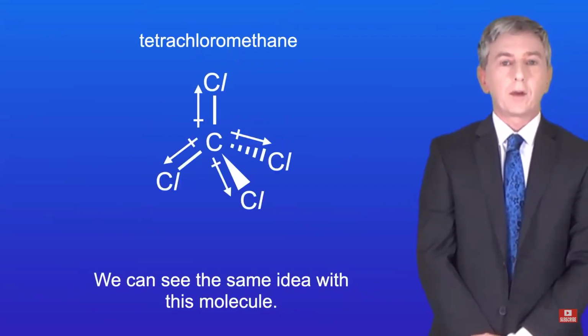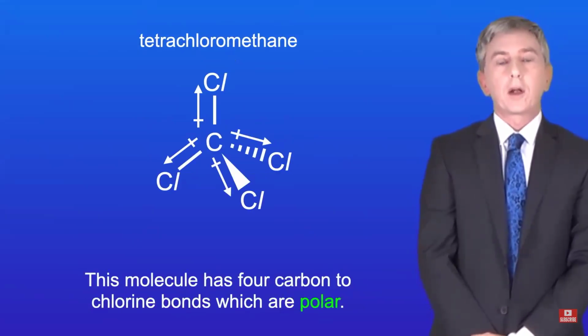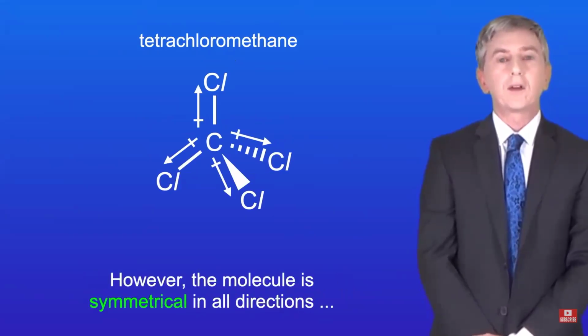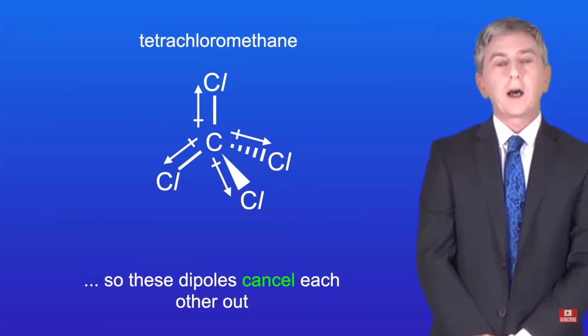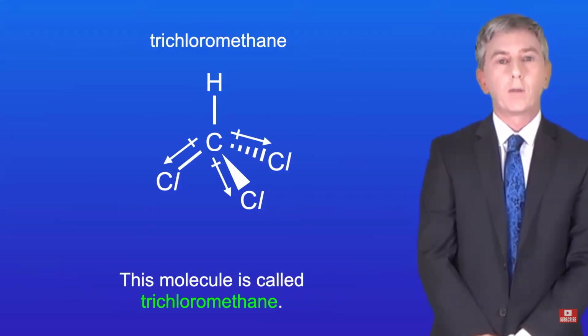We can see the same idea with this molecule. This is called tetrachloromethane. This molecule has 4 carbon to chlorine bonds which are polar. However, the molecule is symmetrical in all directions, so these dipoles cancel each other out, and this means that this molecule is non-polar.